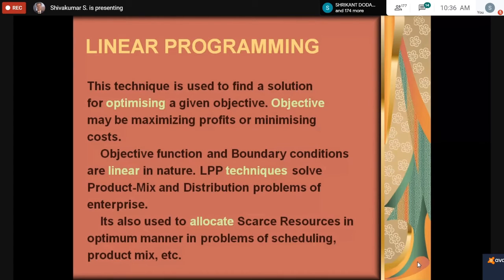So that's what they call product mix. When they manufacture multiple products, they call it product mix. And they're going to have multiple distribution problems also. So LPP techniques are used for solving the distribution problems. It is also used to allocate scarce resources in an optimal manner in problems of scheduling, product mix, etc. Okay, that's about LPP.